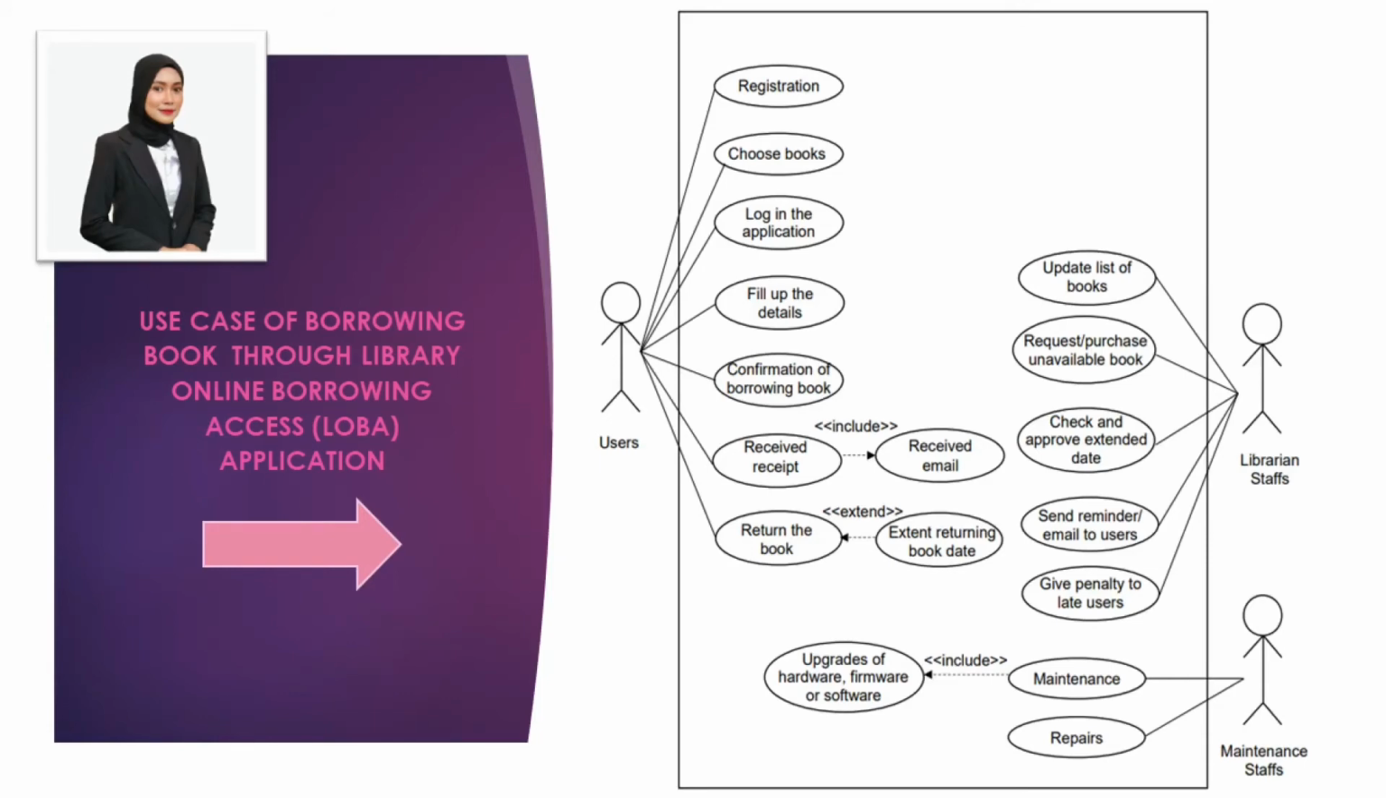Next, the librarian staff are assigned to update the list of books, request unavailable books, check and update the extended date as requested, send emails or reminders to the user, and give penalties to the user. Then, the maintenance staff need to maintain the system by upgrading the hardware, firmware, and software of the application to keep it up to date and repair the system if there are errors.